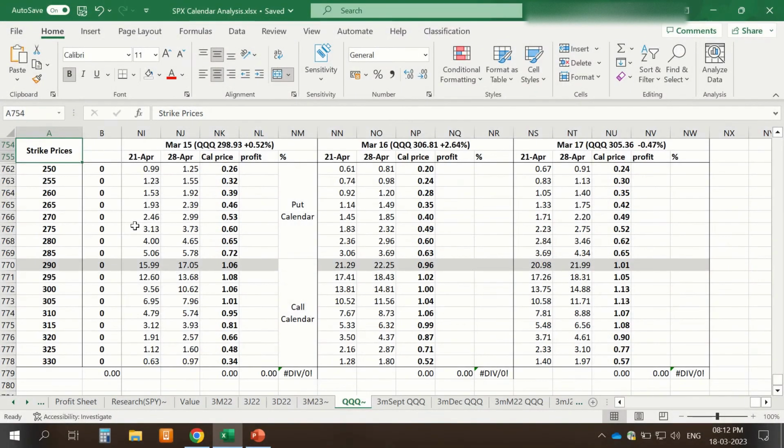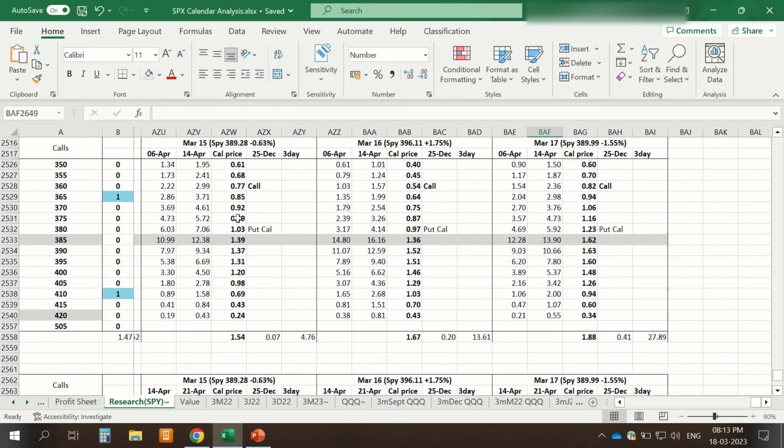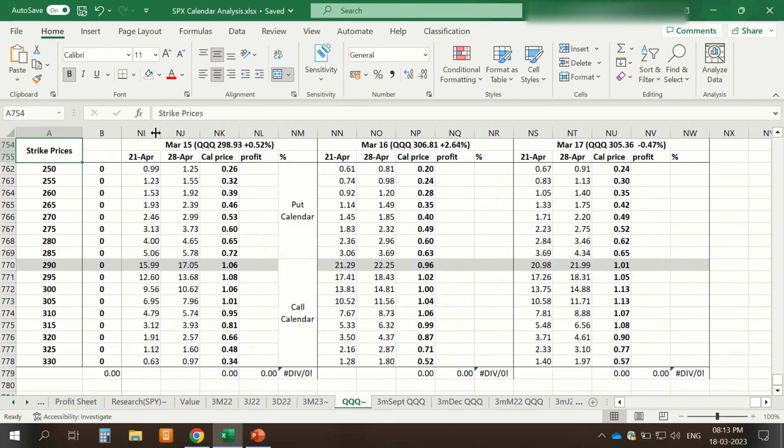So now let's go to this Excel sheet. This is very busy, so I'll try to go slowly so you don't miss anything. If you still have any doubts, you can ask me in the comments below. In a nutshell, the sheet you are currently seeing is the QQQ sheet. I have one more sheet, the research SPY, where I track the SPY prices. In today's video, I will cover the QQQ sheet.